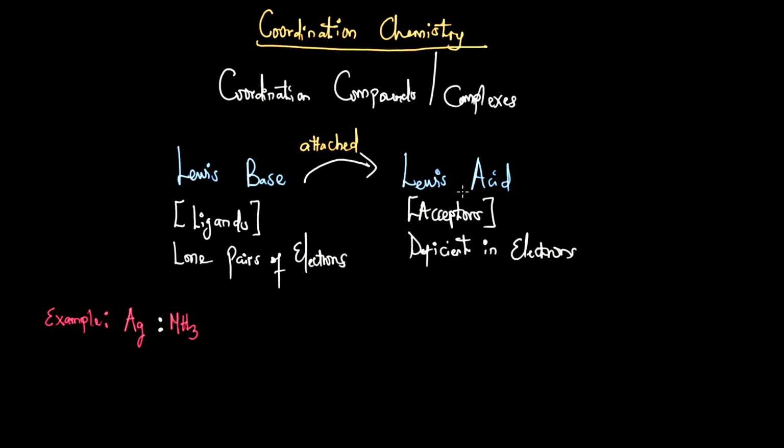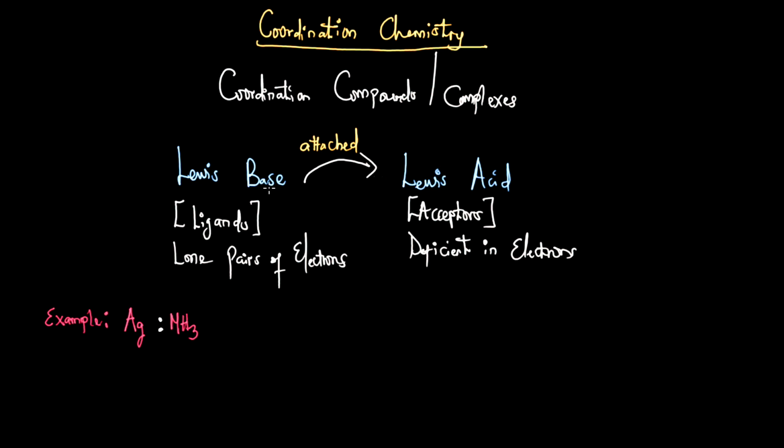Alright, so let's talk about coordination chemistry. Coordination chemistry is the chemistry of coordination compounds or complexes. Basically, coordination compounds are compounds of Lewis base and Lewis acid. They are formed when a Lewis base is attached to a Lewis acid by means of lone pairs of electrons.